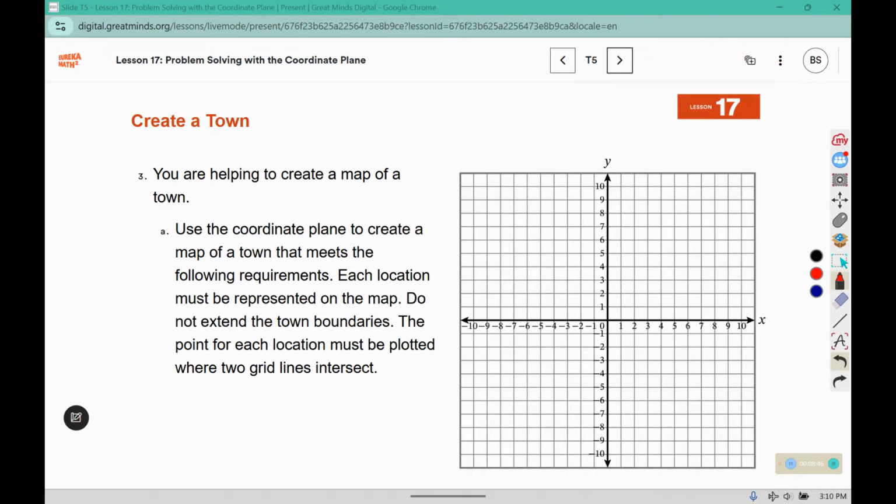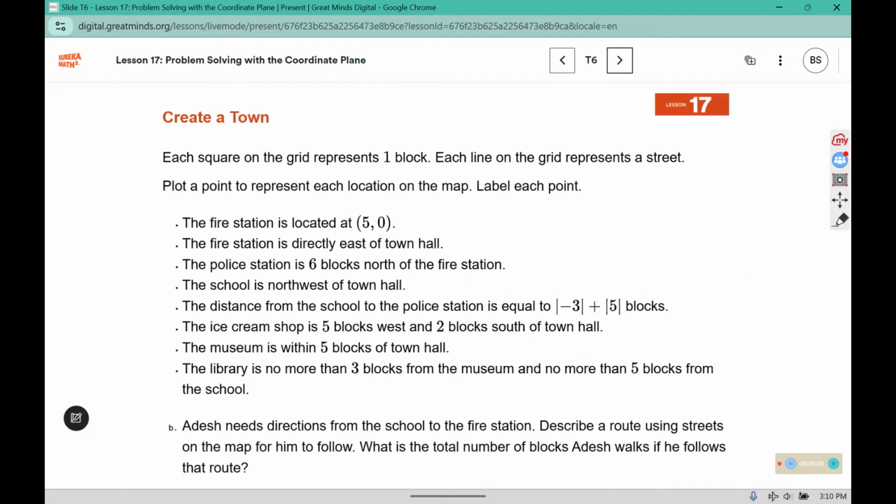You are helping to create a map of a town. Use the coordinate plane to create a map of a town that meets the following requirements. Each location must be represented on the map. Do not extend the town boundaries. The point for each location must be plotted where 2 grid lines intersect. Each square on the grid represents 1 block. Each line on the grid represents a street. Plot a point to represent each location on the map. Label each point. The fire station is located at 50.